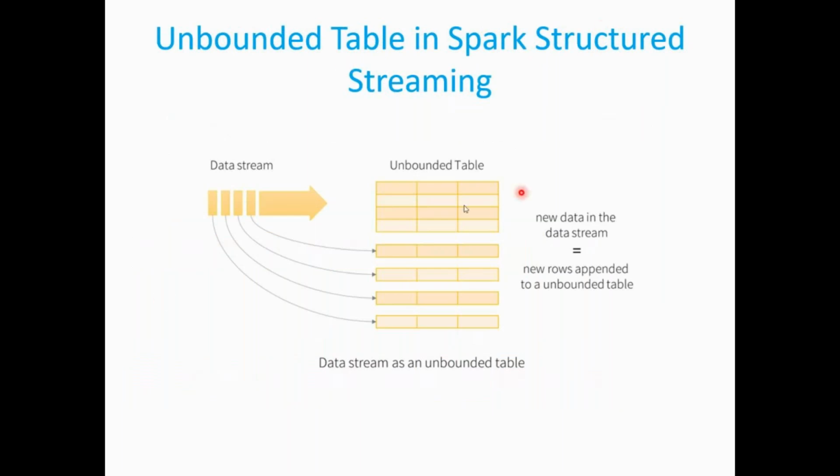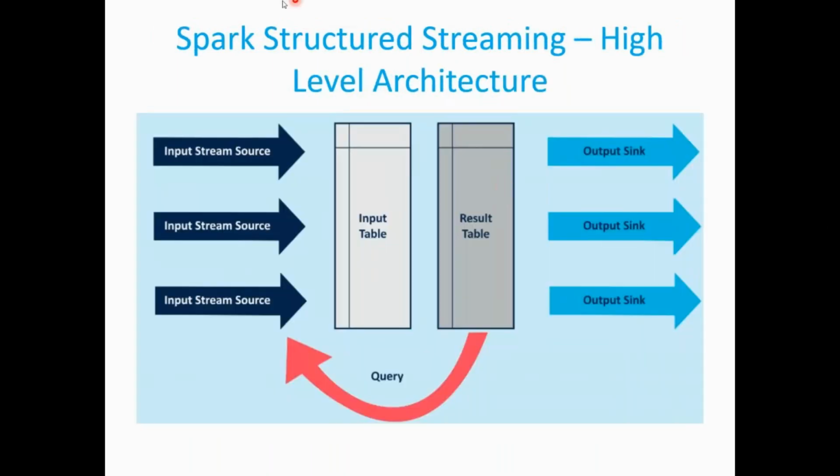And then you might hear this term called unbounded table. What is the meaning of unbounded table? As soon as new data comes in your data stream, all those records are added or appended to the unbounded table at the end. As you can see here, all those records are getting appended. Hence, it is called an unbounded table. So this is the simple architecture of Spark structure streaming.